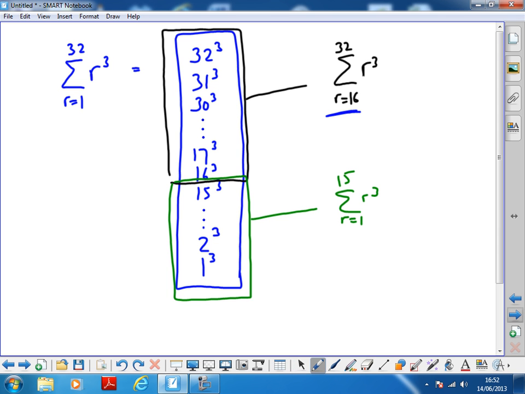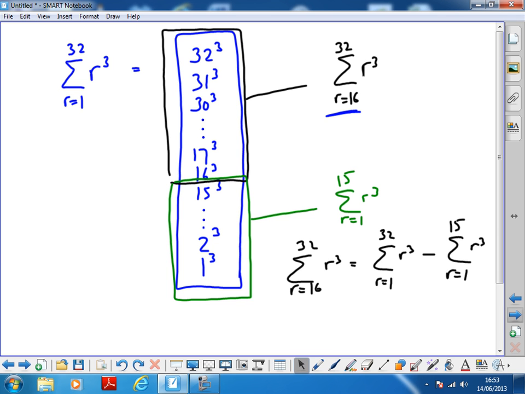And so here is a very, very important formula. The sum of r equals 16 to 32 of r cubed, which is what we want, equals the sum of r equals 1 to 32 of r cubed, which we can work out, minus all the ones we didn't want, the sum of 1 to 15 of r cubed. Now that we've got that, we'll be able to do the question properly.